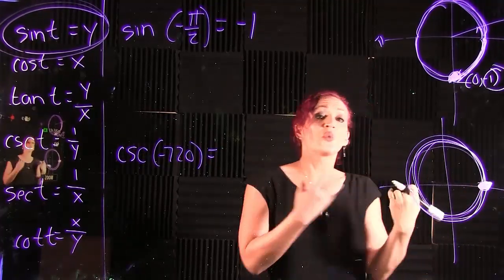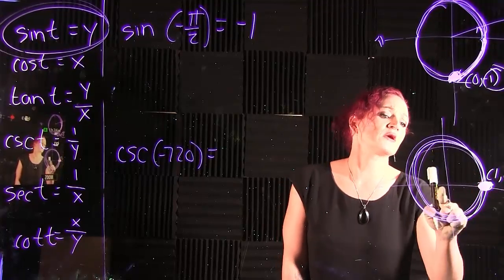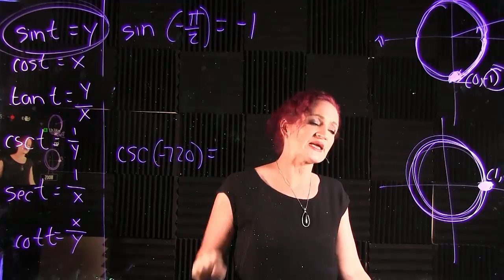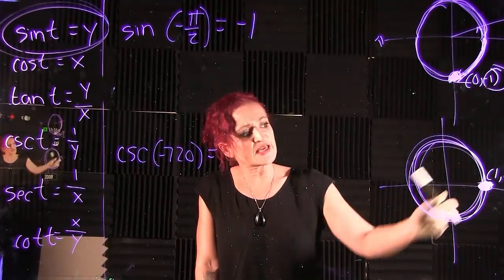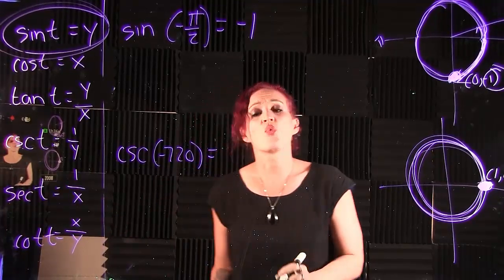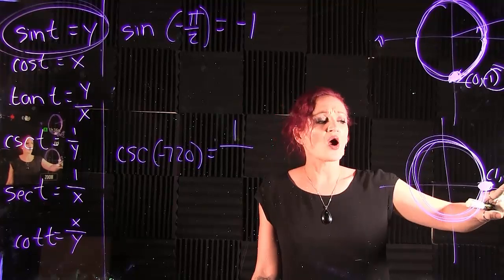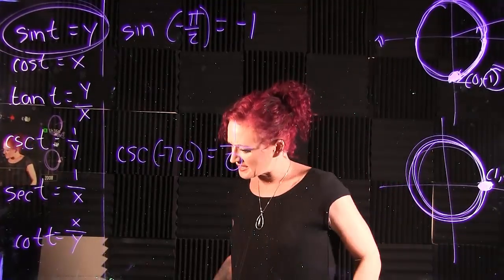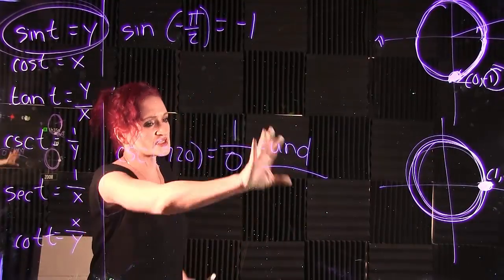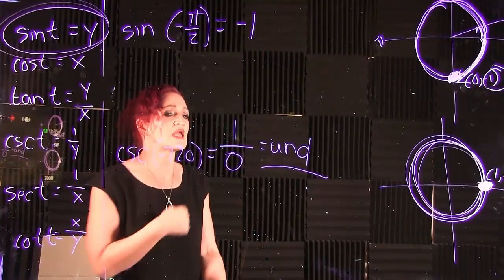What we need to pull from that is this point here, which is 1, 0. They want us to find cosecant of that. Cosecant is 1 over y. Our y value for this point is 0, and 0 in the denominator gives us undefined. So cosecant of negative 720 is undefined.